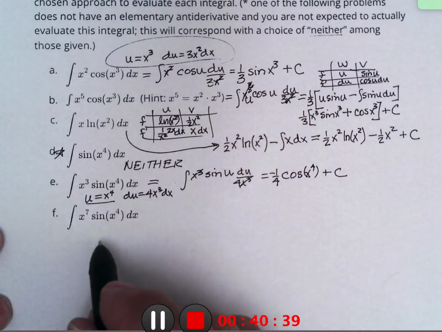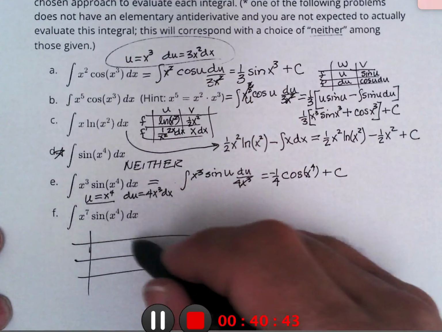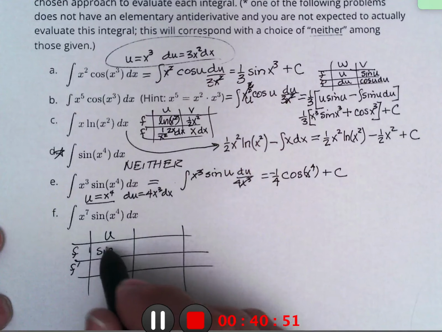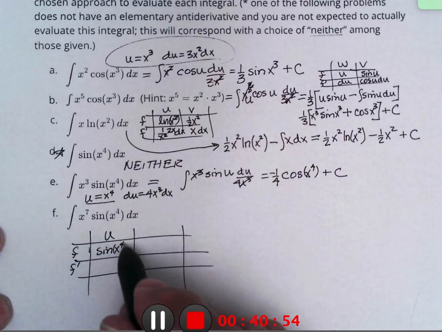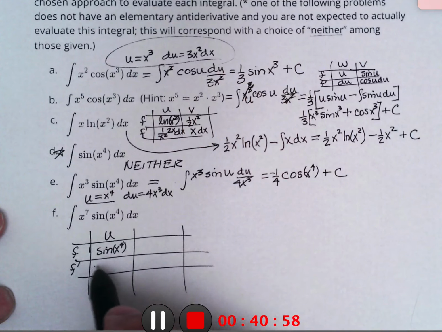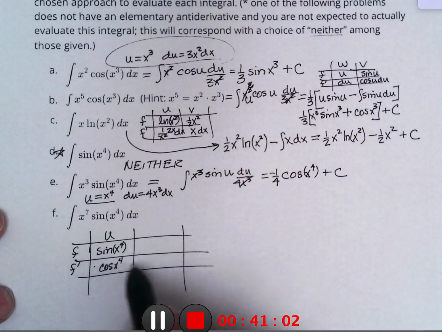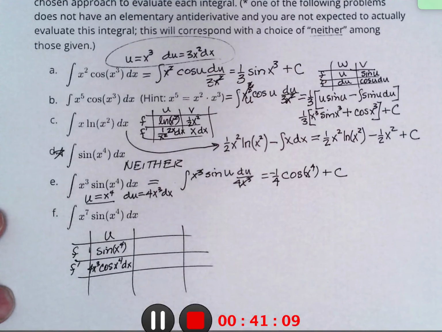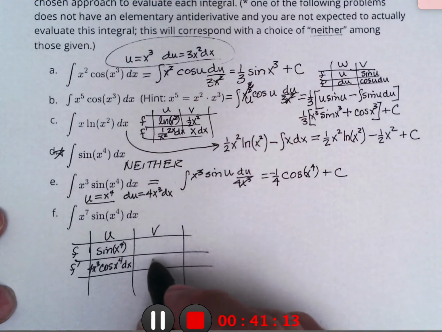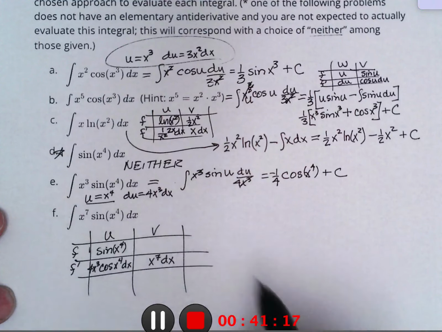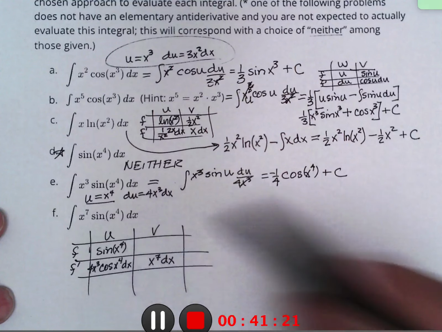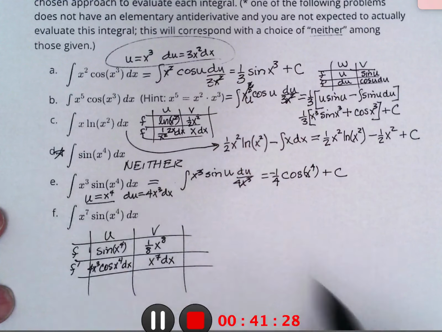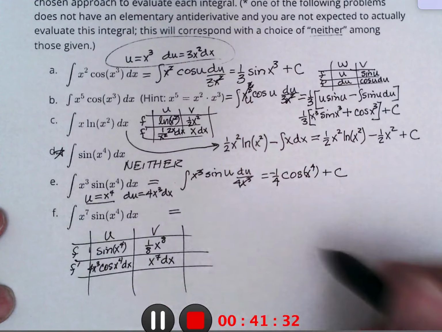So I'm going to set up this way. Put the sine of x to the fourth in here as u. So its derivative is cosine x to the fourth dx, but then I have to multiply by the derivative of the inside, which is 4x to the third. And v would be the x to the seventh dx. Its antiderivative would be 1/8 x to the eighth. So this would become, this may not be working.